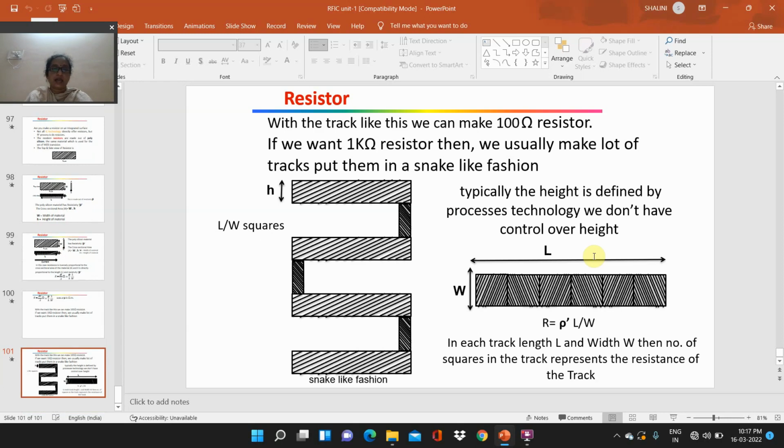Here it is L by W squares, length by W squares. So length is divided by width. In each track, the number of squares, given by length and width, represents the resistance of the track.